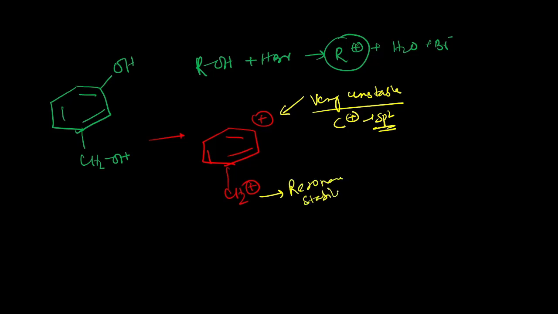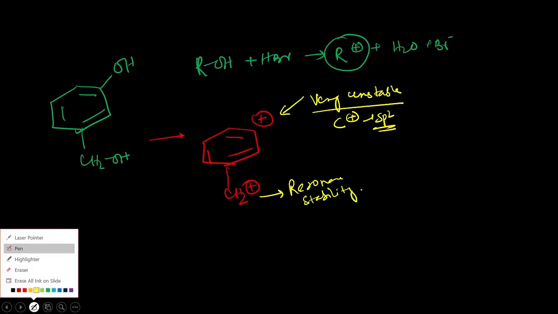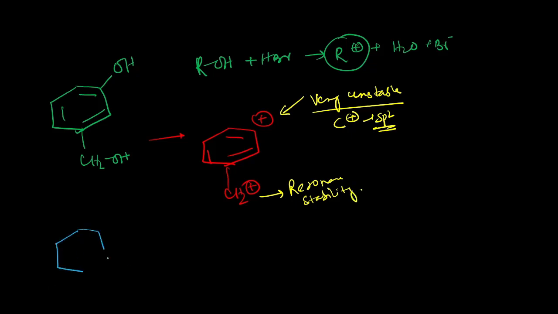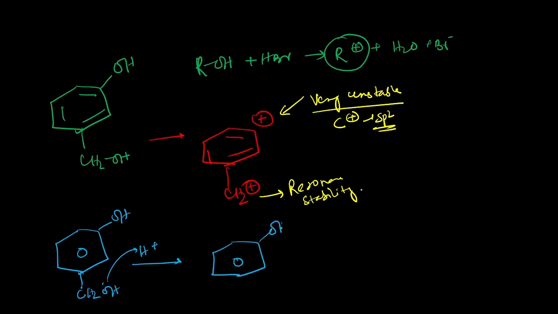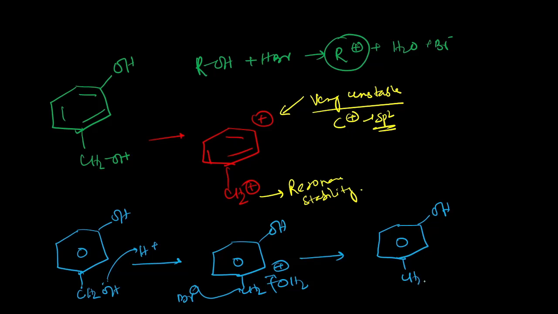So in this case if we add HBr, this lower OH will react with H plus to give OH2 plus, and now Br minus will approach, the water leaving group will be eliminated, and this will be your final product in the first molecule, CH2Br. So this is your first situation.